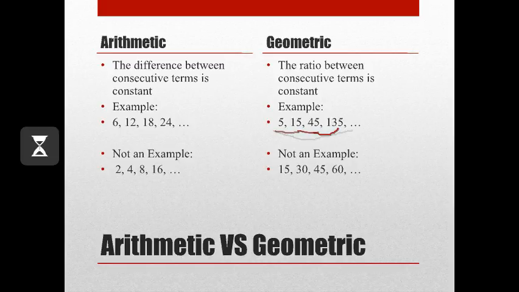Not an example: 15, 30, 45, 60. In this case, this would be a good example of an arithmetic sequence, but not a geometric, because to get from 15 to 30, you could either add 15 or multiply by 2. So you need to look at your next term, which is 45. To go from 30 to 45, you're adding 15. So in this case, it's not a geometric because you are not multiplying by the same ratio or the same amount by each term.